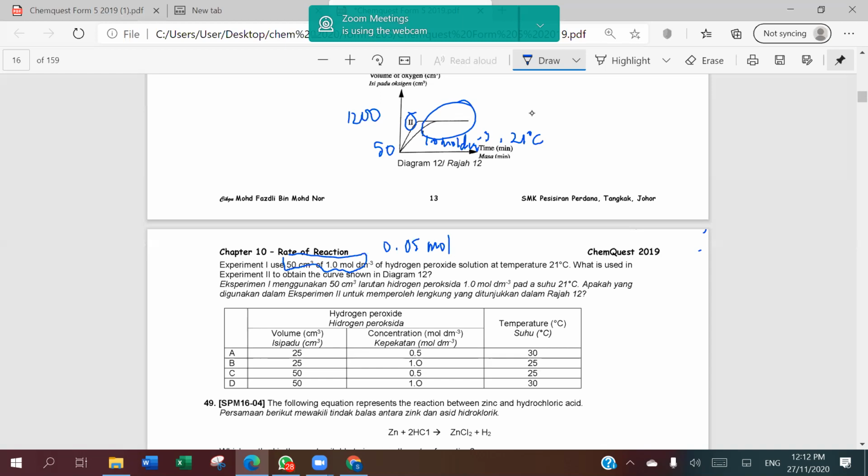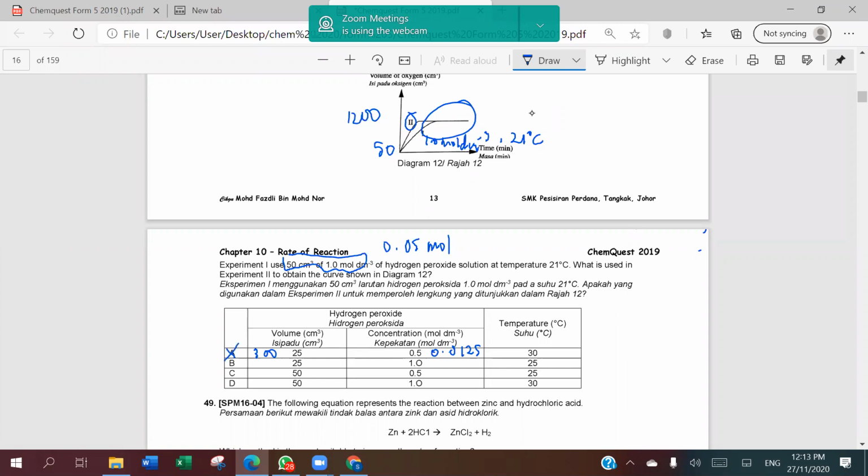Now I want all of you to go and do for me A: 25 times 0.5 divided by 1 times 24,000. The number of mole is 0.0125, yes? Okay, look at the number of mole, 0.0125. Now times 24,000, 300. Do you think it will be A the answer? Do you think it's reaching? No. So A cannot.